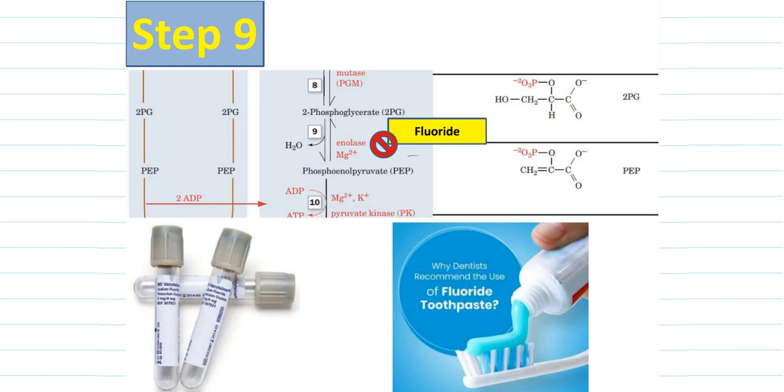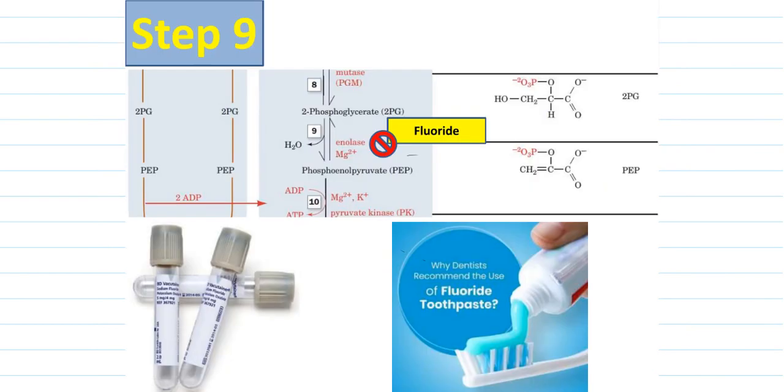In two conditions we prevent glycolysis in real life: when we want to run the blood sample for glucose, or when we don't want anaerobic bacteria to feed upon all the sugar and then start to decay our tooth. So that was all about step 9 of glycolysis.